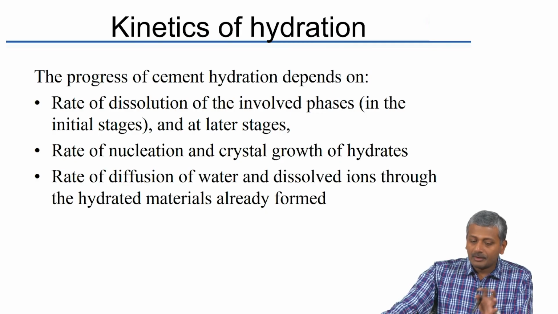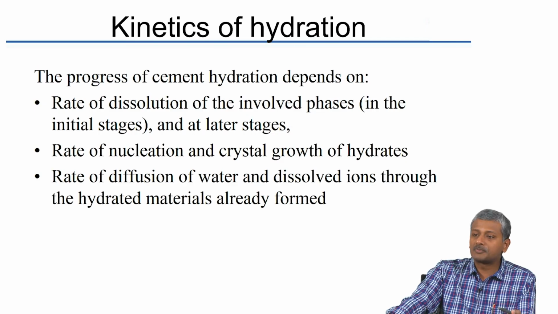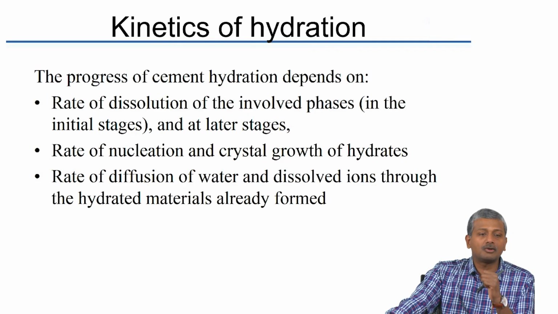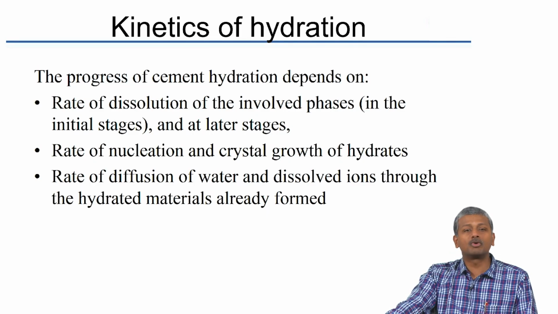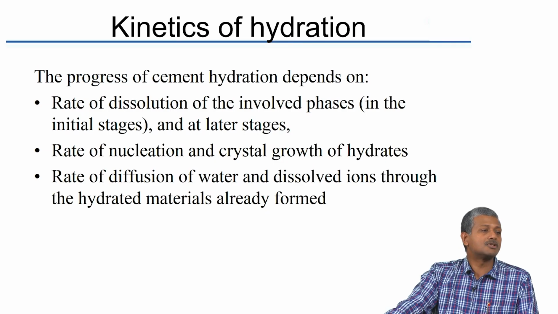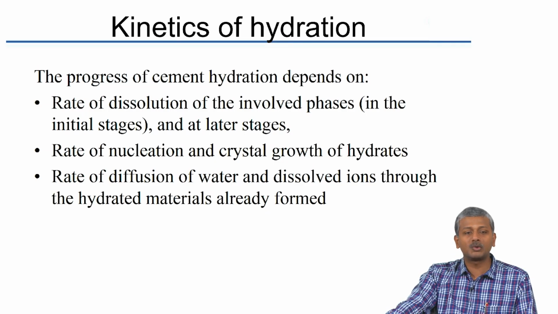Looking at this, what do you think will be the parameters that will affect the speed at which this happens? Can you tell me something which can speed up the rate of dissolution of the cement? Higher specific surface, yeah. If you make the cement finer, then obviously the rate of dissolution is going to be increased. What other conditions will lead to an increase?